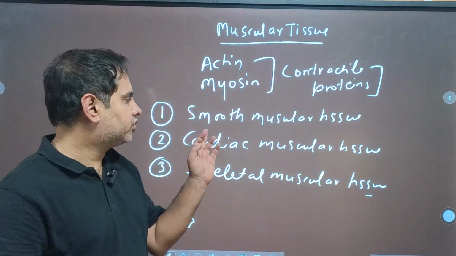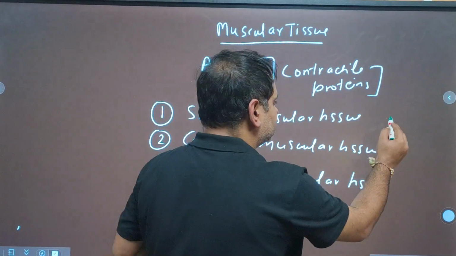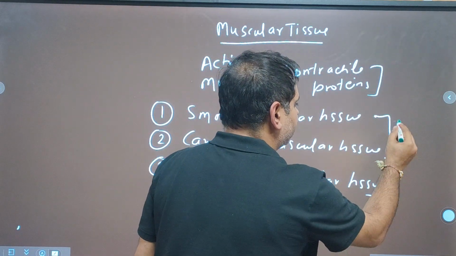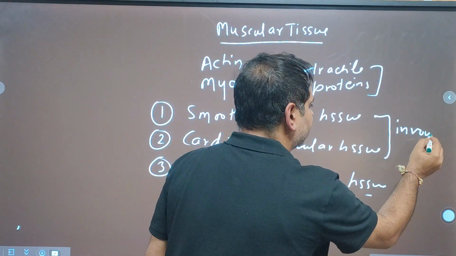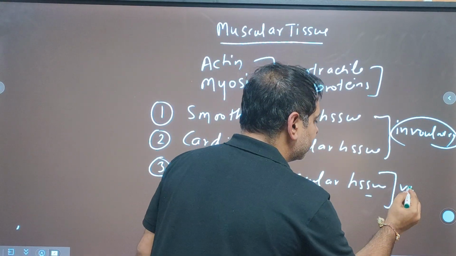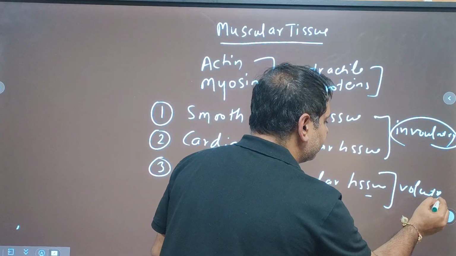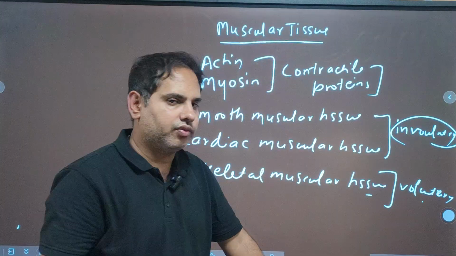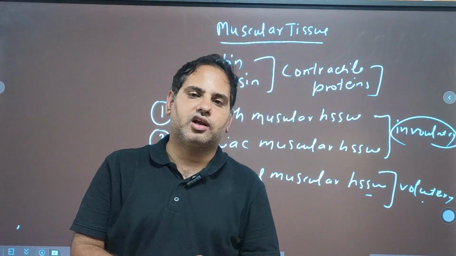So the movement of smooth and cardiac muscular tissues is involuntary in nature, involuntary, and this one is voluntary. So what is the difference between voluntary and involuntary? Voluntary means the movement is under our control.